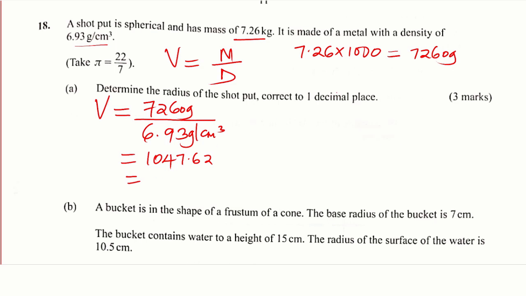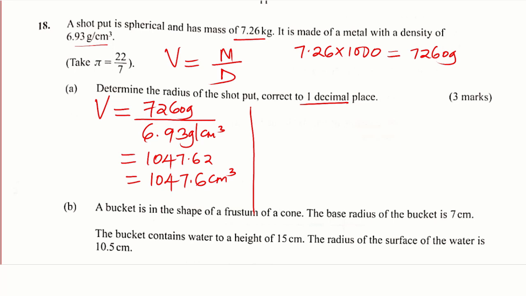Of course, you're supposed to write this one to 1 decimal place. So correct 1 decimal place, it will be 1047.6. So this will be centimeters cubed. So that is what you're supposed to get as a volume. Now once you get the volume will assist you to get the radius.